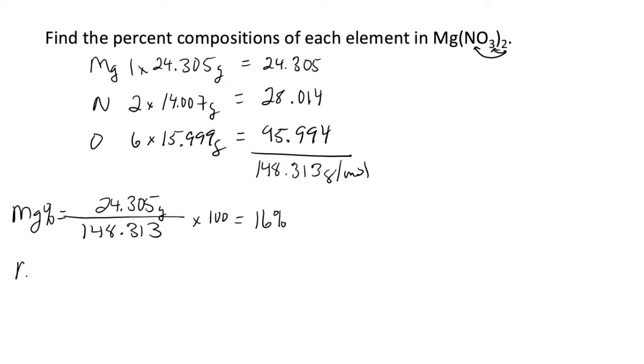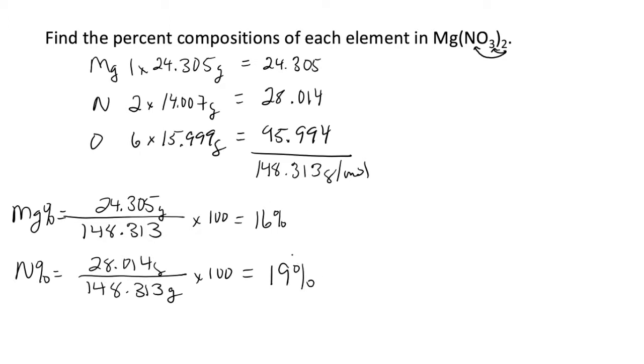To find the percent composition of nitrogen in this compound, we're going to take the mass of nitrogen that we calculated, which is 28.014 grams, and divide that by the total grams of the compound, which is 148.313 grams times 100. And if we round this to 2 sig figs, we will have 19% of nitrogen in magnesium nitrate.